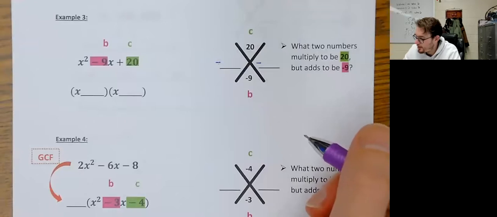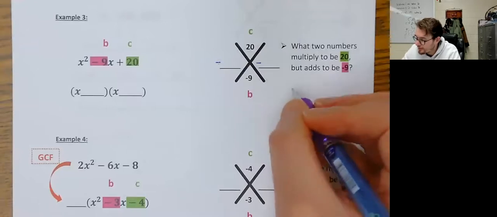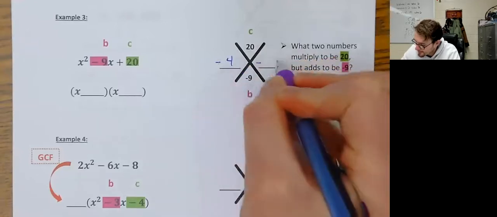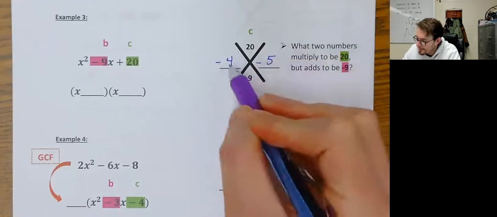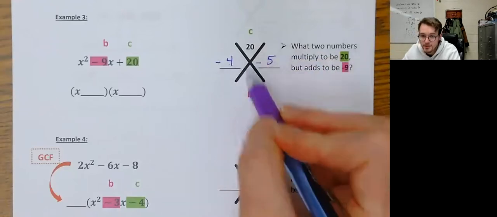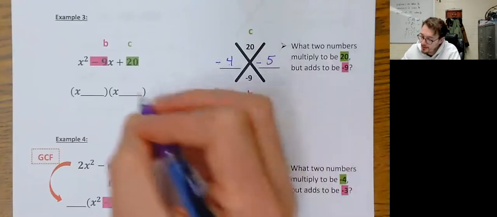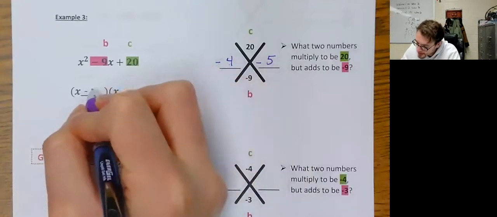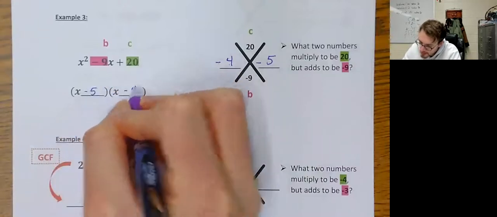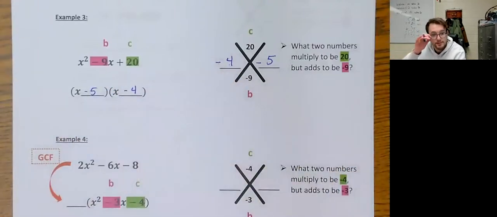All right, so what numbers? I'm going to say -4 and -5. -4 times -5 is +20. -4 plus -5 is -9. And again, order doesn't matter, so I could go -5, -4. Order does not matter. All right, x minus 5 times x minus 4.